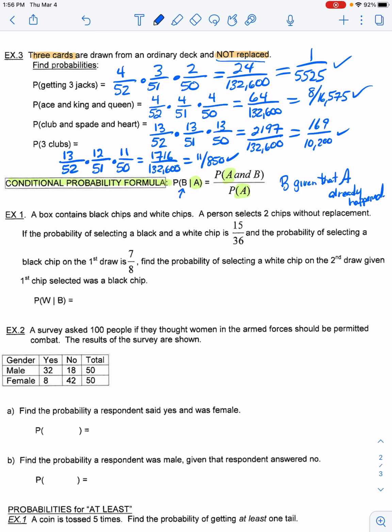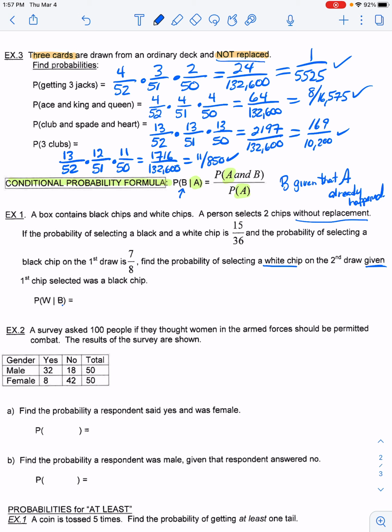All right, let's take a look. So a box contains black and white chips. A person selects 2 chips without replacement. That's important. If the probability of selecting a black and white chip is 15 out of 36, and the probability of selecting a black chip on the first draw is 7 out of 8, find the probability of selecting a white chip on the second draw, given that the first chip selected was a black chip. All right, so we want the probability of a white chip given that a black one was picked first.